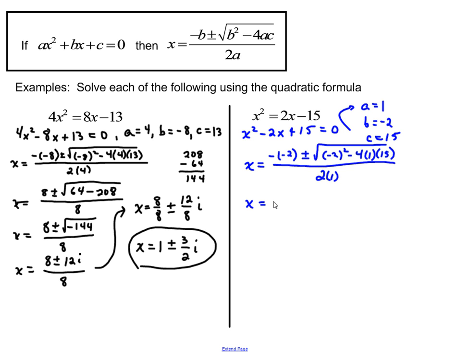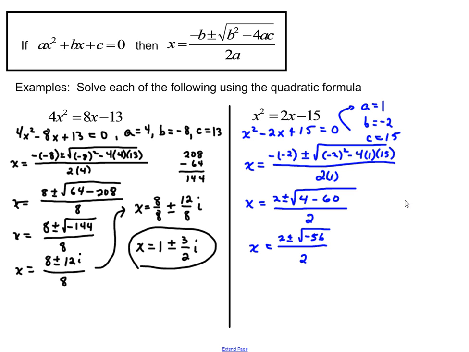x will equal positive 2 this time, right? The negative of negative 2, plus or minus the square root of negative 2 squared, which is 4, minus 4 times 15, which is 60, all divided by 2. Let's continue to simplify. x will equal 2 plus or minus the square root of negative 56 divided by 2.